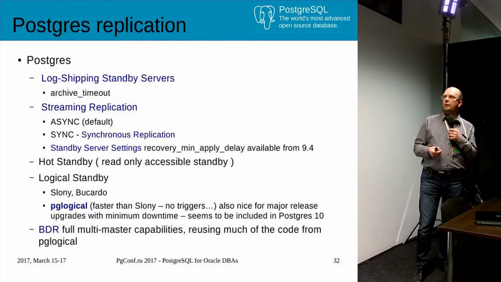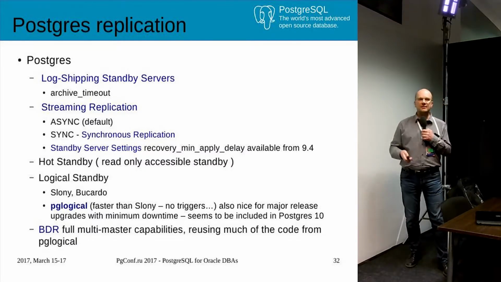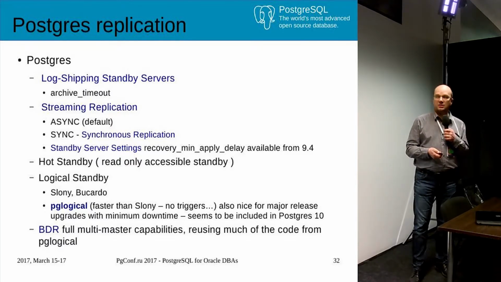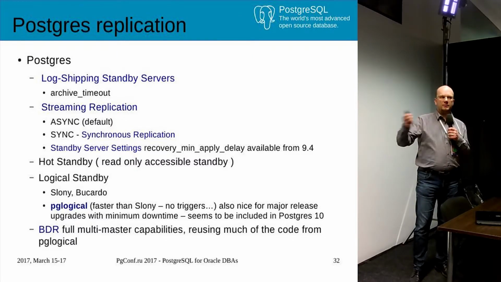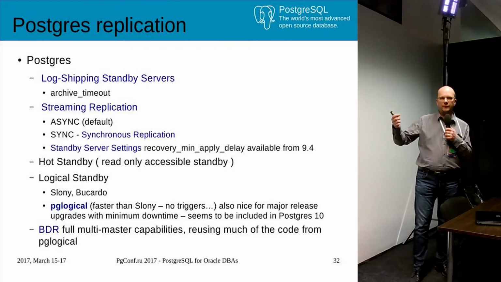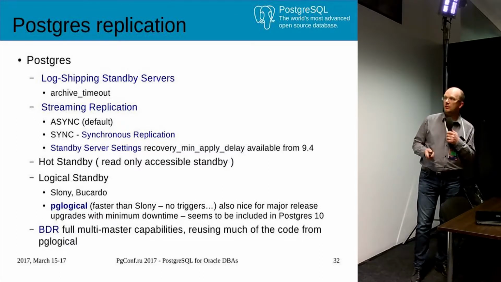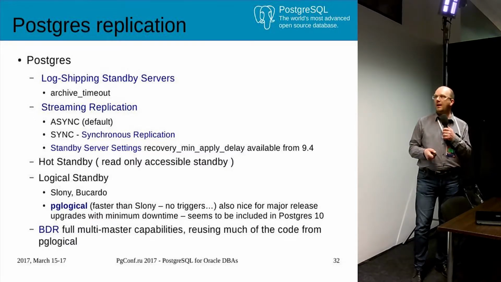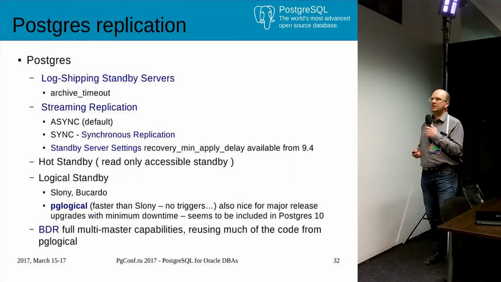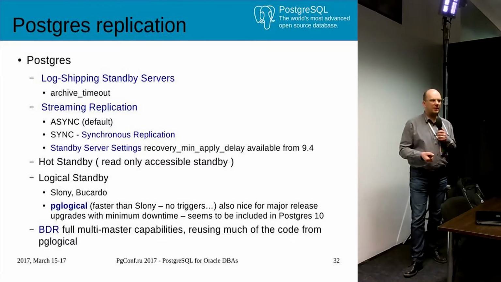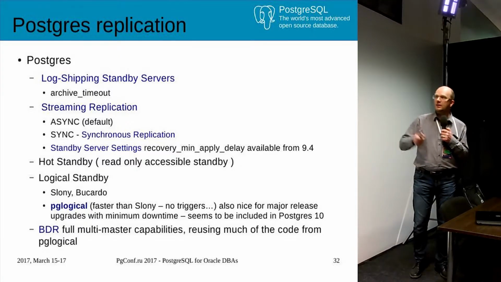If you decide to go for streaming replication, asynchronous replication is the default, but you can switch to synchronous replication as well. So the RPO might be 0, at the cost that you have to deliver your changes to a remote machine. And you can delay the apply the same way as in Oracle with the recovery_min_apply_delay parameter, available from version 9.4.